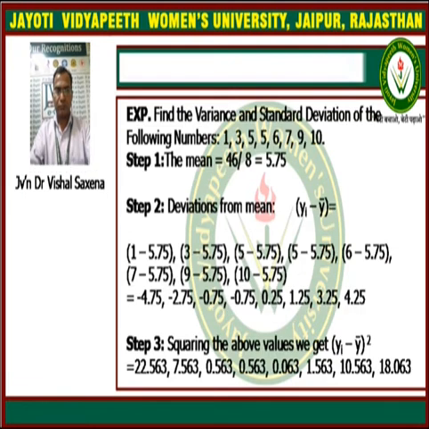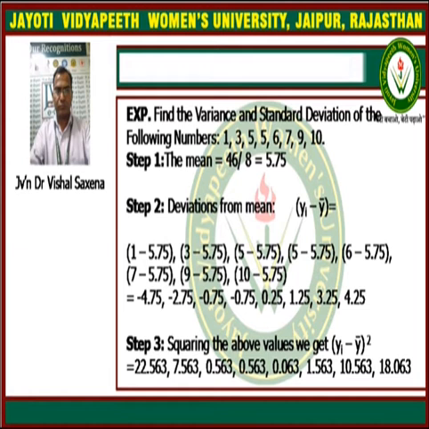Now here in this example we have to find the variance and the standard deviation. A data series is given: 1, 3, 5, 5, 6, 7, 9 and 10. This data series is in the form of an individual series, and we have to find the variance as well as the standard deviation.